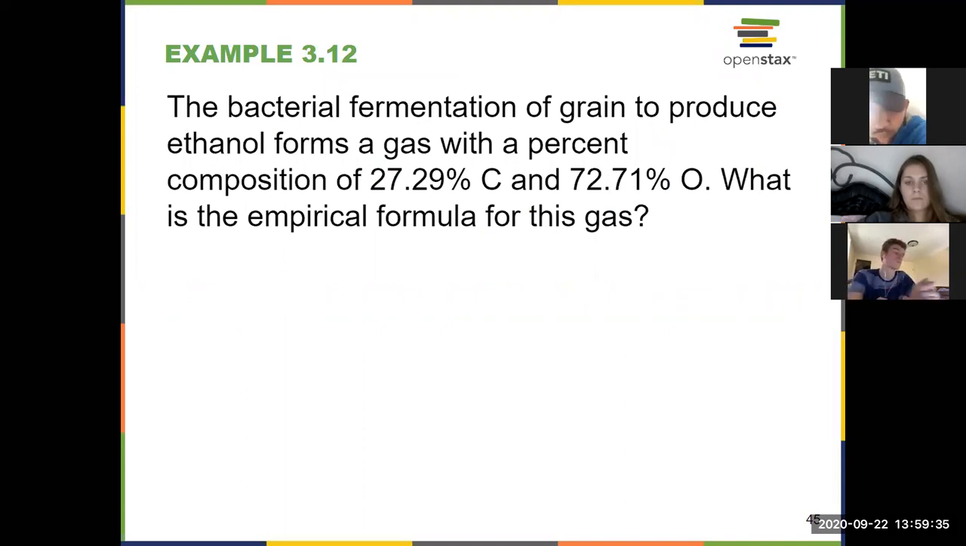Bacterial fermentation of grain produces ethanol, and forms a gas with percent composition of 27.29% carbon and 72.71% oxygen. And it asks us to find the empirical formula, because now those are percentages, whereas previously we were working with grams. So what do I do in that situation?